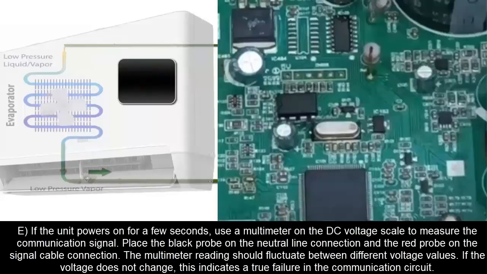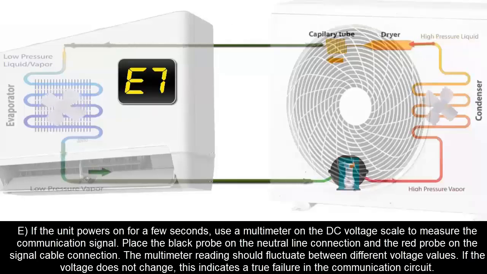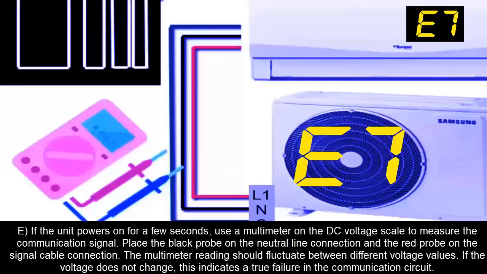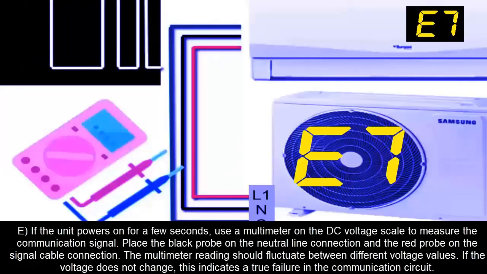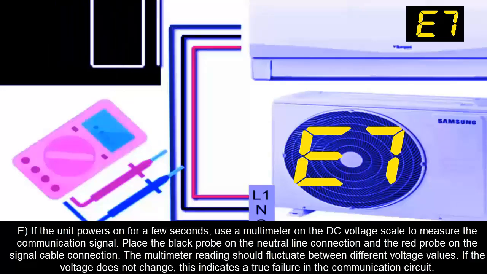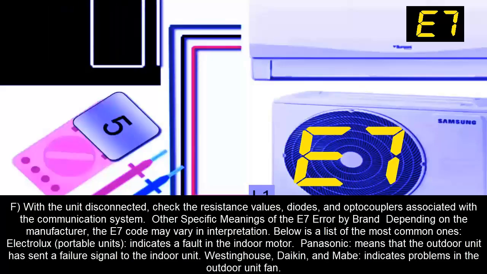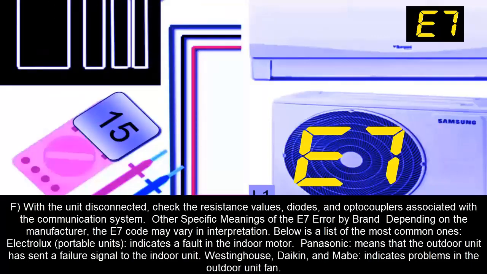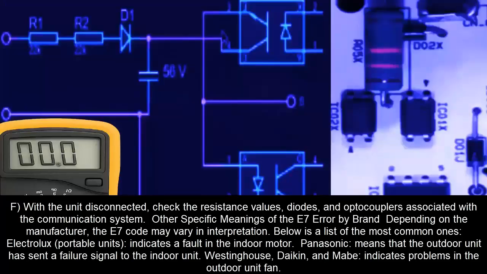E. If the unit powers on for a few seconds, use a multimeter on the DC voltage scale to measure the communication signal. Place the black probe on the neutral line connection and the red probe on the signal cable connection. The multimeter reading should fluctuate between different voltage values. If the voltage does not change, this indicates a true failure in the communication circuit. F. With the unit disconnected, check the resistance values, diodes, and optocouplers associated with the communication system.